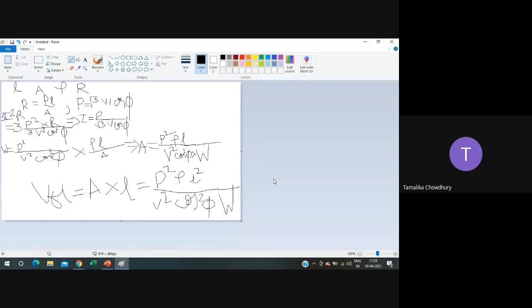Right? Okay. So now you see the volume of the copper conductor. Now volume I have written as A into L, but this is for one conductor. So for three phase it is 3 into A into L, so it will become 3 into this term, for three phase.